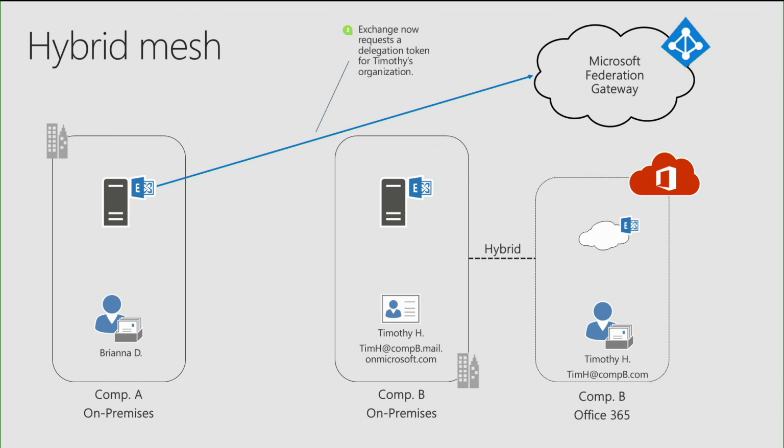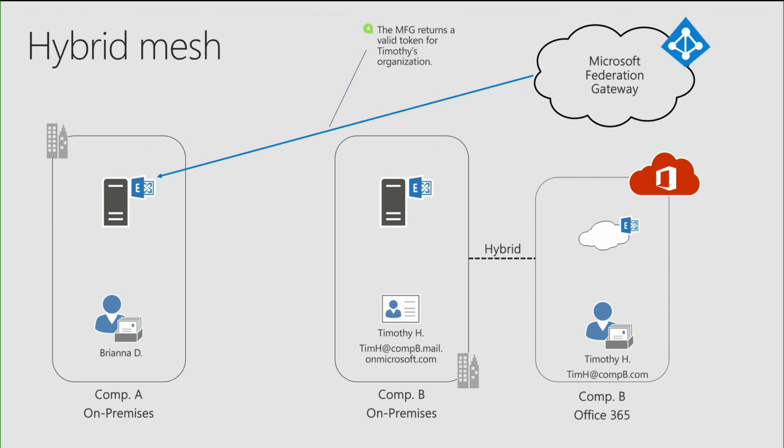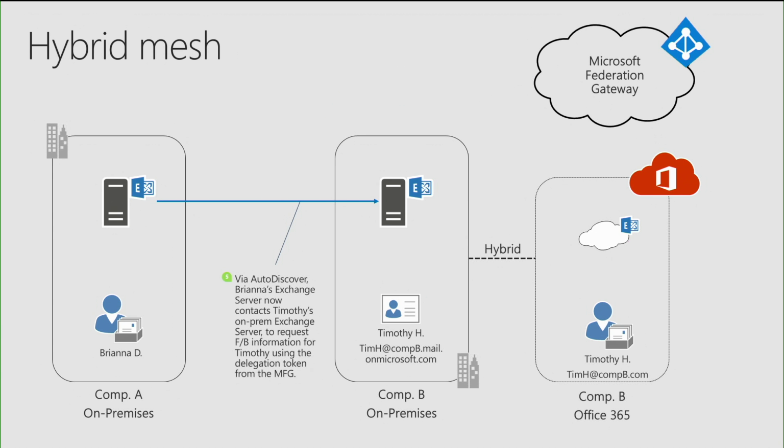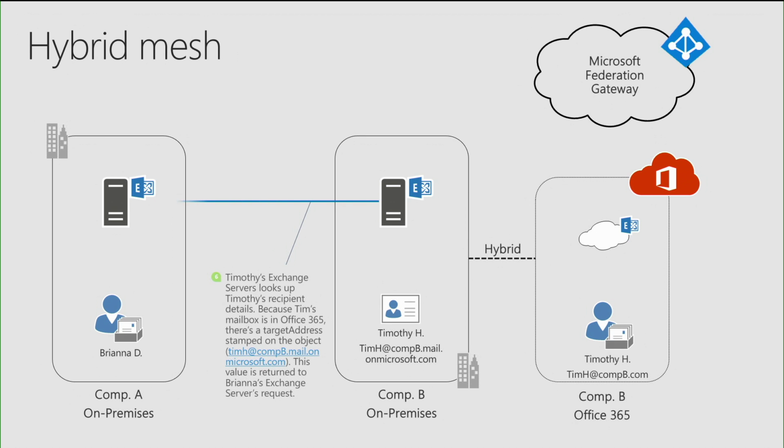So Exchange in Company A will go to the Microsoft Federation Gateway and request a delegation token, basically a token that will be used for authentication and authorization to get some FreeBusy information from Company B's servers. So the Federation Gateway returns a token, and via autodiscover, Brianna's Exchange implementation in Company A will now go and figure out how to get to Timothy's on-premises deployment in Company B using that delegation token.